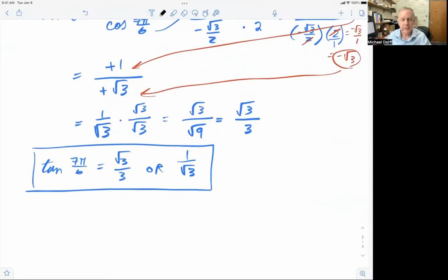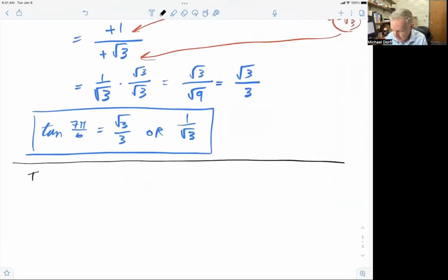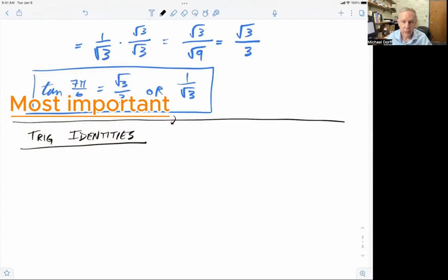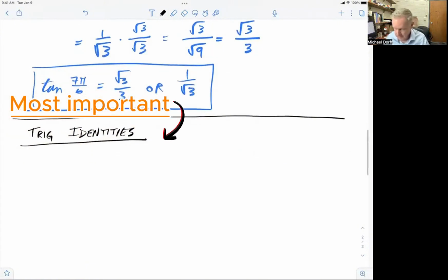So we have these other trig functions. Besides sine and cosine, we have tangent, cotangent, secant, and cosecant. The next idea is that there are some trig identities. There are a whole bunch of trig identities, hundreds of them. Do you need to know all hundreds of these? No. I will share with you what I consider the most important ones that you need for calculus.